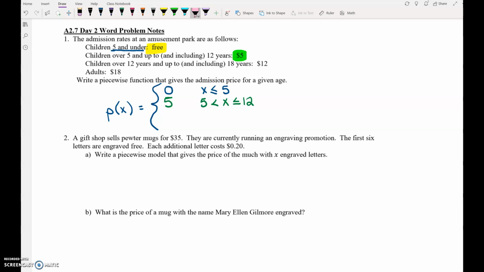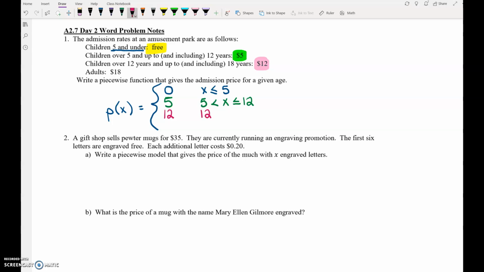Okay, the next one, $12. Anyone want to be brave and write the inequality for this one? Nobody wants to be brave because I'm recording. They're scared that their voice will be heard on this recording.